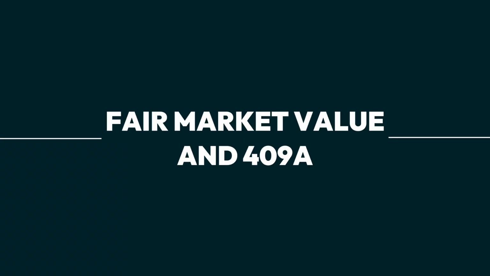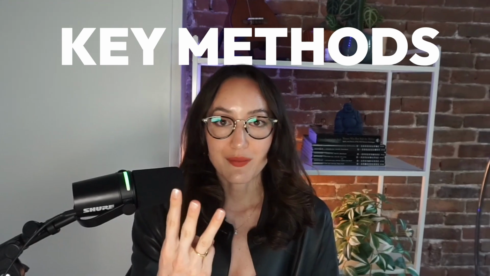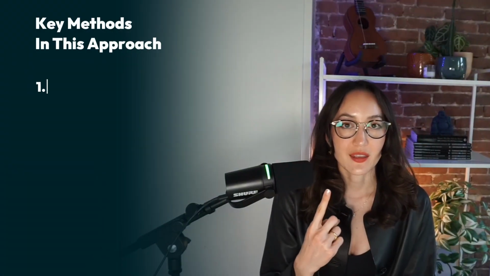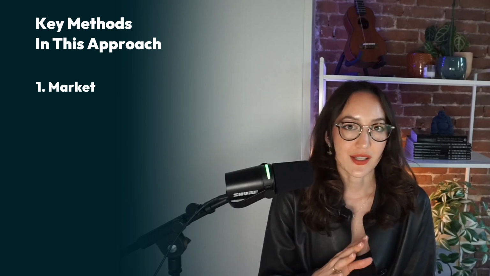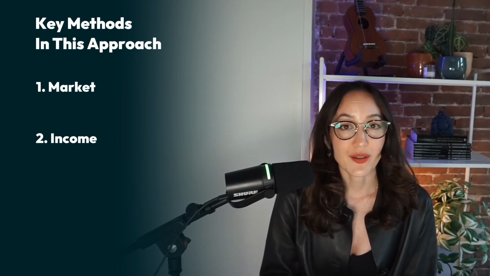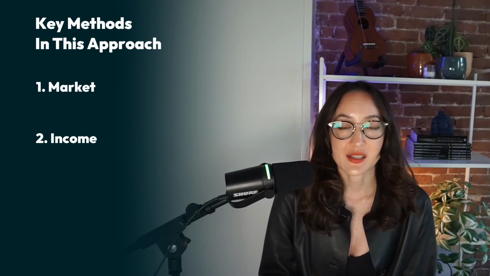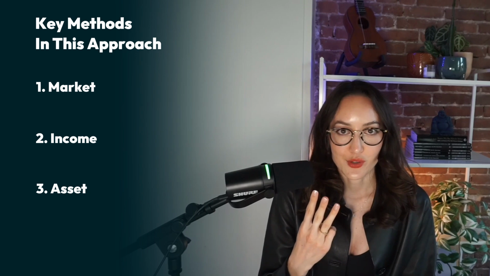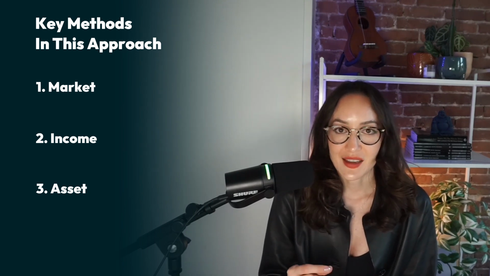Now let's talk about fair market value and 409A. So a 409A determines your common stock price through an independent valuation. There are 3 key methods used in this approach. So the first thing is going to be the market approach. This is based on investor pricing of shares in a recent round. 2 is going to be the income approach. This is based on revenue, cash flow, and expected future cash flow. And third, we have the asset approach. This is based on net asset valuation.